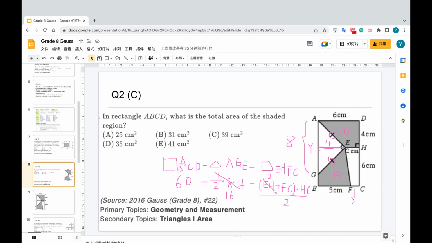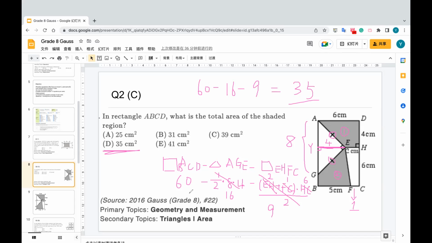Good, it's 1, right? So I have 1 here, and then we also have HC, replace 6. Okay, 2 plus 1 here is 3, right? 3 times 6 is 18. 18 divided by 2 is what? Gives us 9, right? Okay, so you got 60 minus 16 minus 9, okay? So what's the final answer? 35, right? That will be this one.